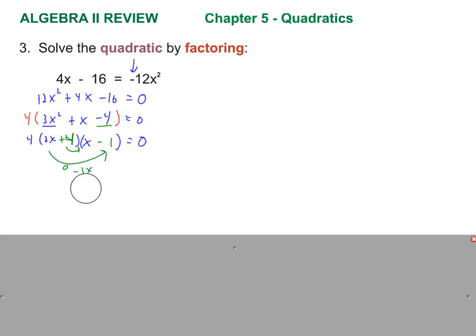Okay, let me get rid of this so we're clear here. So this is where we're at. 4 times the quantity 3x plus 4 times the quantity x minus 1 equals 0. Remember, we have to solve this quadratic. How do you finish it? Take each parentheses, each factor that has a variable, and set it equal to 0. Add a negative 4 to both sides, divide both sides by 3, and there's 1 root, x equals negative 4/3. Add a positive 1 to both sides, and x equals 1, and there's the other root.